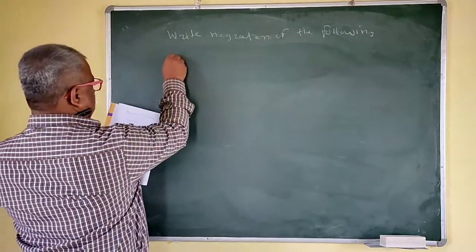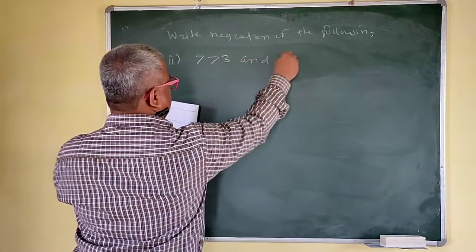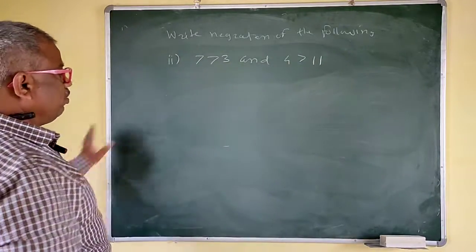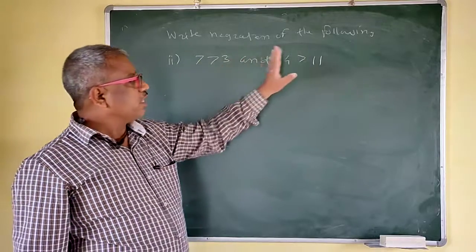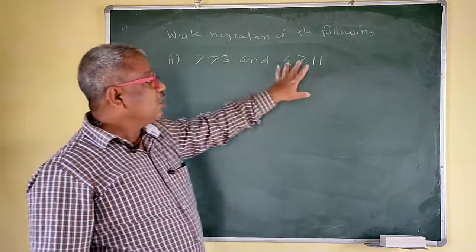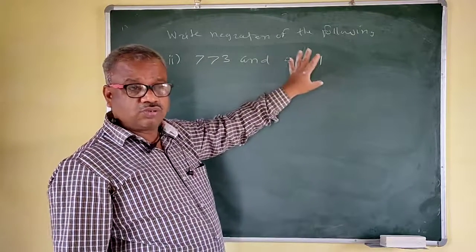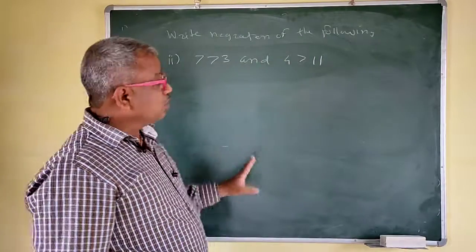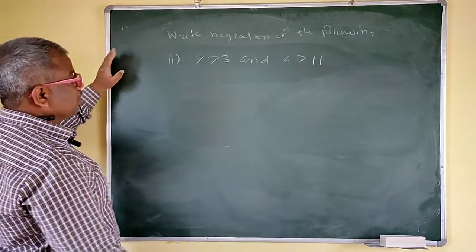Second: 7 is greater than 3 and 4 is greater than 11. Don't check whether this is true. Here, 4 is greater than 11 is false, we are sure about this. But the statement 'and' requires both, so this is false overall. Therefore this sentence is a statement.